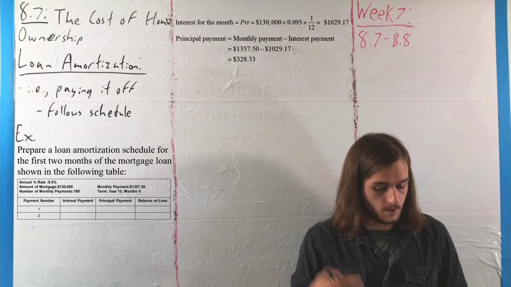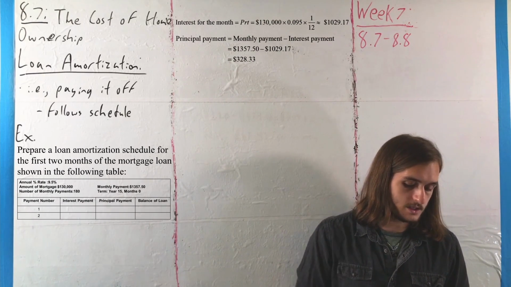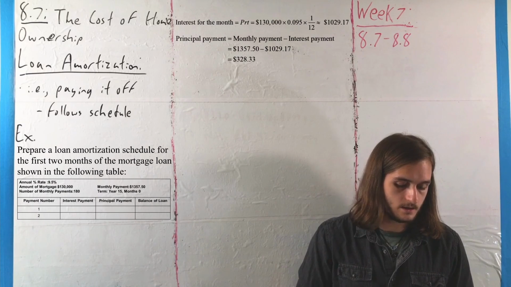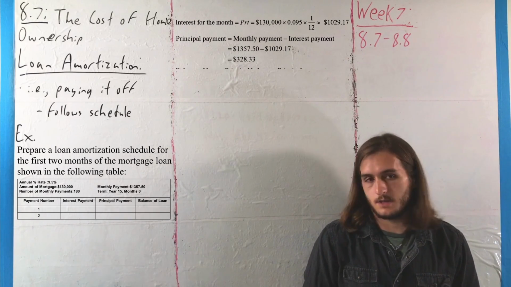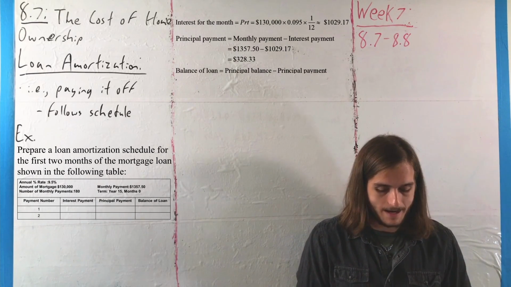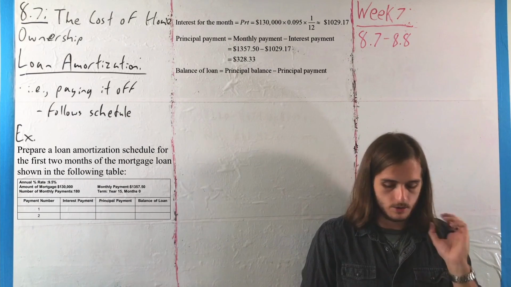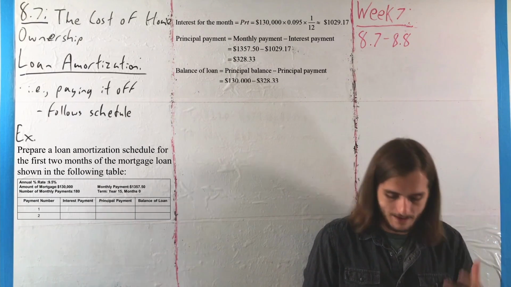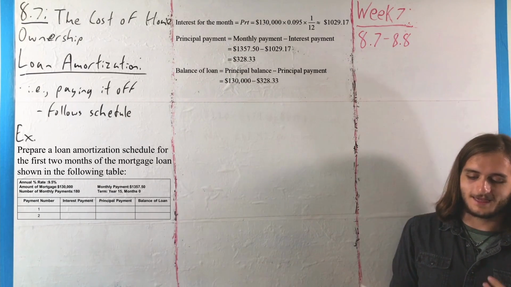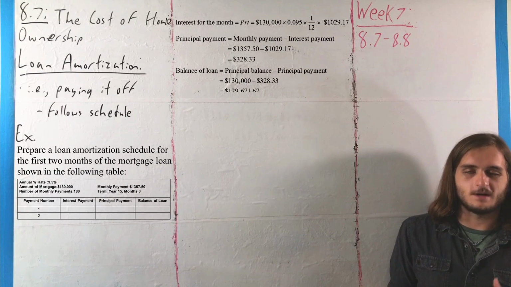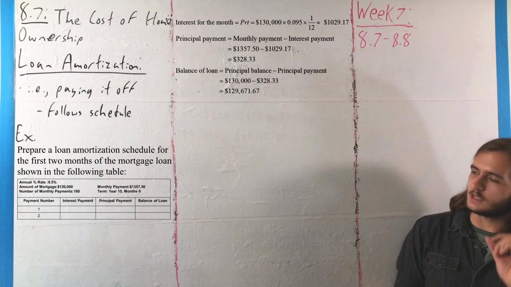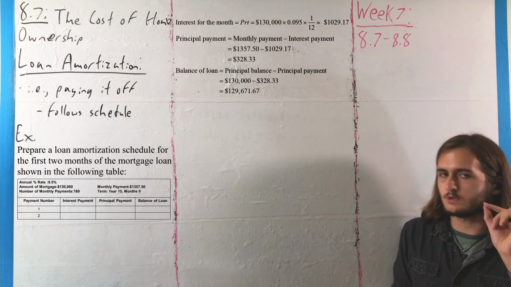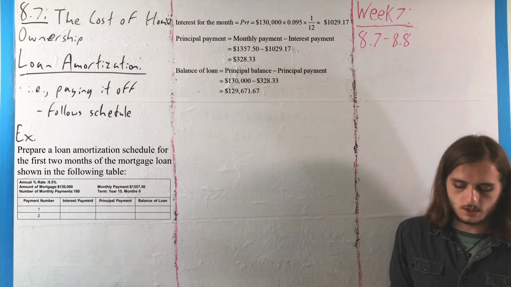which would be $328.33. So with those in mind, you can then talk about the balance of the loan, which is the principal balance minus the payment. So there, that's $130,000 minus the $328.33 for a value of $129,671.67. And those pennies are important to the bank, so they will be important to you too.